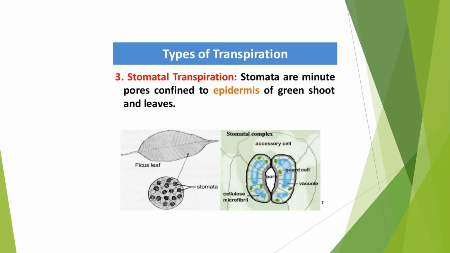The third type of transpiration that takes place in plants, and which is more common as well, is called stomatal transpiration. This is the kind of transpiration in which water leaves the plant or the plant leaves through stomata. If you don't know what stomata mean, please go back and check out one of our lectures in which we have talked about stomata in detail.